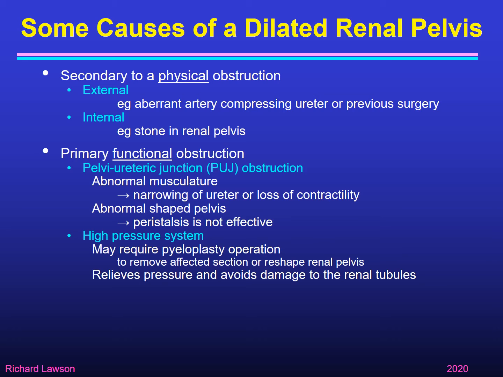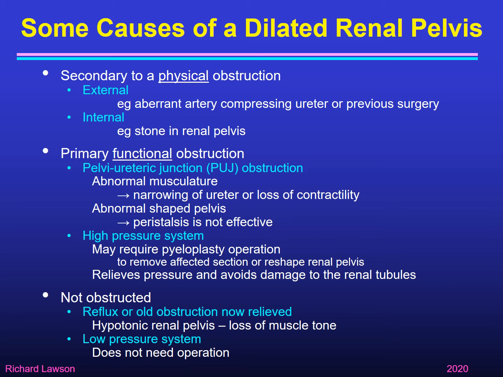Now, this is likely to result in a high pressure system, and that sort of patient may require a pyeloplasty operation, which will be able to remove the affected section of the muscle or reshape the renal pelvis in order to let the urine drain normally. That will relieve the pressure and that avoids damage to the renal tubules, which can occur if the pressure is left for too long. On the other hand, it may just be a not obstructed system.